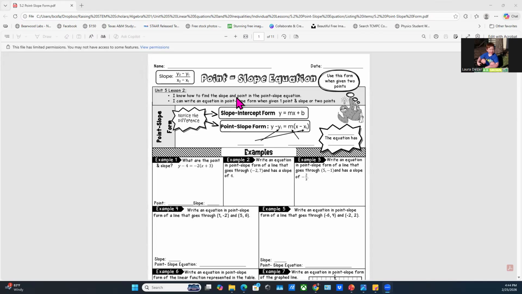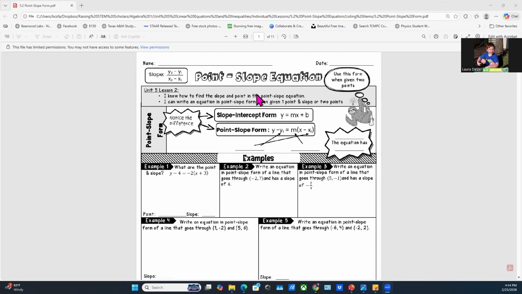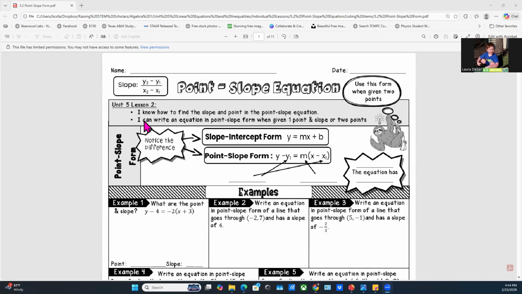Today's lesson is Unit 5, Lesson 2. It's about point slope equations. And how we know if we're successful is these two criteria. One, you know how to find the slope in a point slope equation. And then number two, you can write an equation in point slope form when given either 1 point and a slope or 2 points.